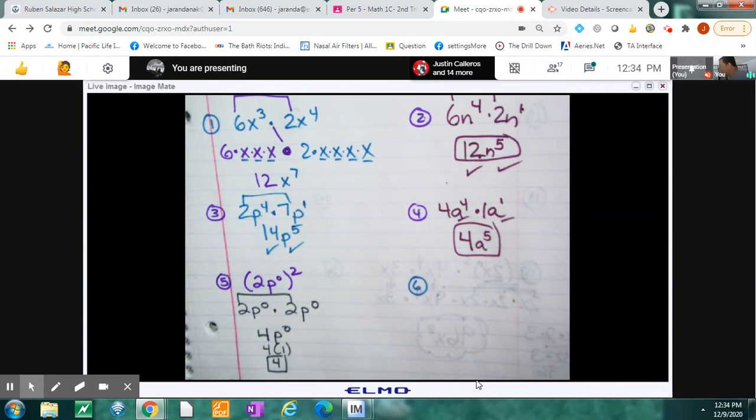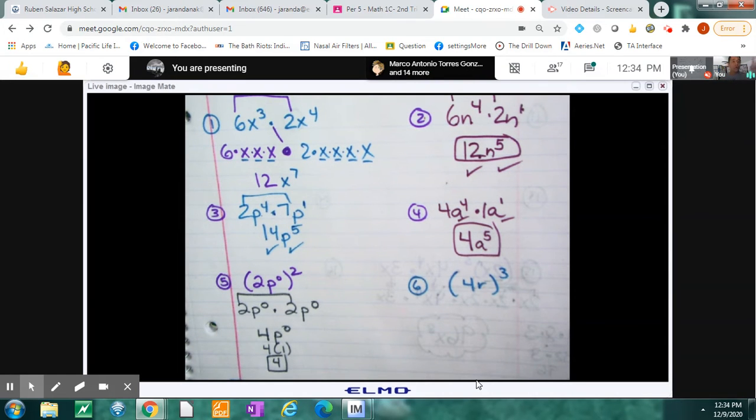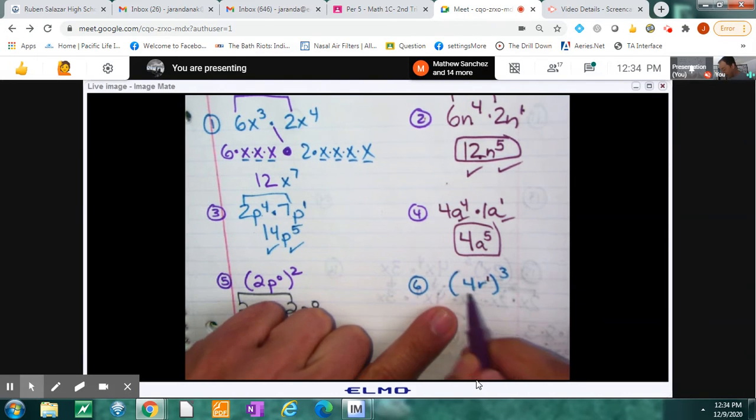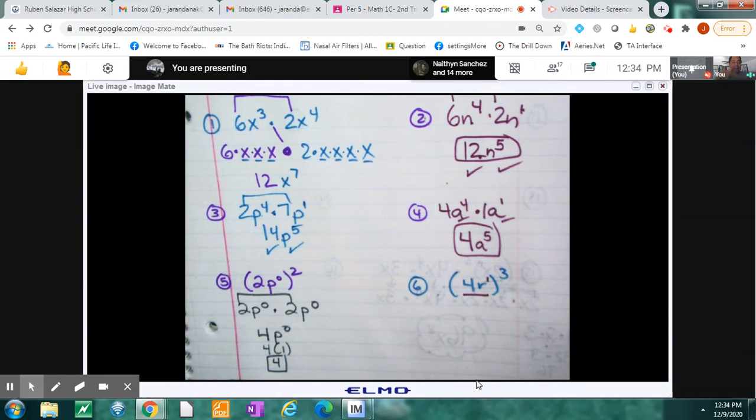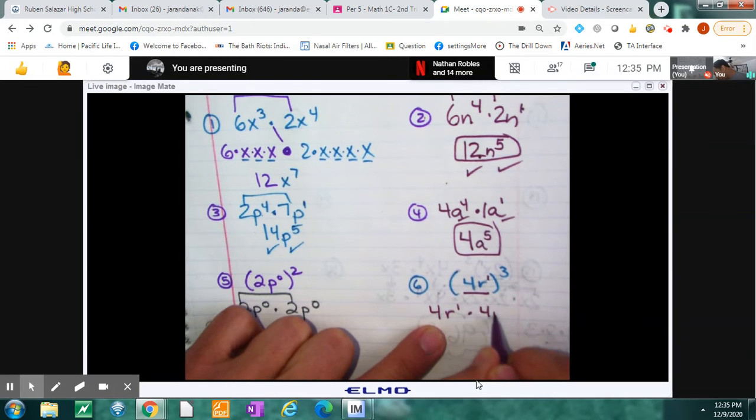All right. Here we go. 4r to the power 3. Okay. So now that's a power to a power, right? So we got r to the 1. So you're technically going to write whatever's in the parentheses. You're going to multiply it by itself 3 times. All right, so let's go ahead and do that. 4r to the 1 times 4r to the 1 times 4r to the 1.